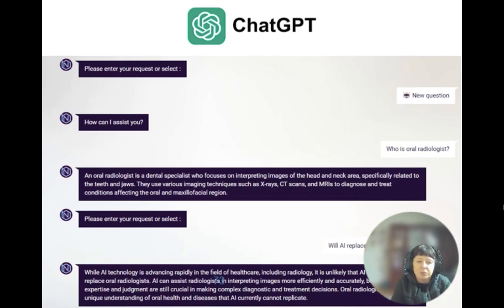AI can assist radiologists in interpretation of images more efficiently, accurately, and I will add here, quickly, faster, but the expertise and judgment of human beings are still crucial in making complex diagnostic and treatment decisions. So oral radiologists are characterized by a unique understanding of oral health and diseases that AI currently cannot replicate. I would underline the word currently, and I would also underline that ChatGPT gives me the answers on the basis of research of resources on the internet. So if we humans write on the internet that AI will not replace us, then ChatGPT will give me this answer. So what will happen, really?